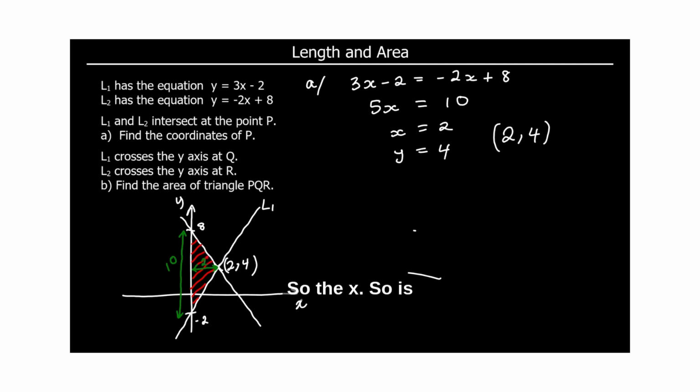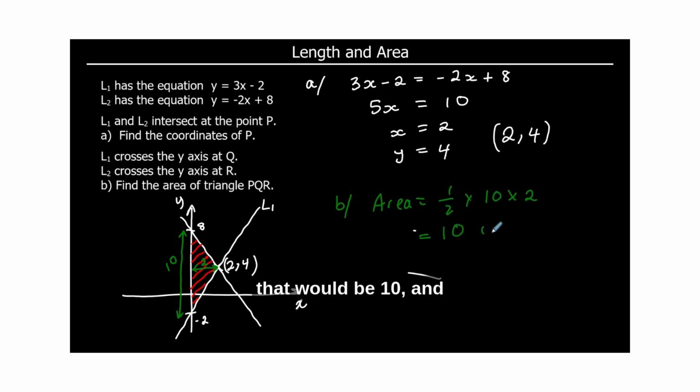So the area is half times base times height. Half times 10 times 2. That will be 10. And we measure area in squares.